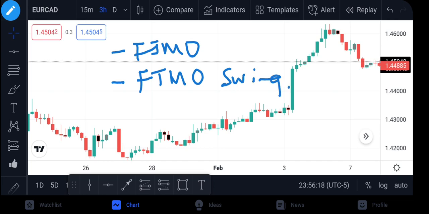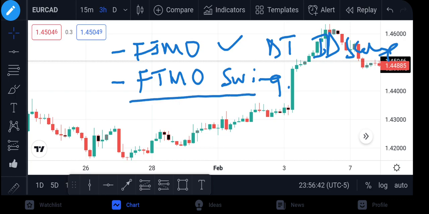These are different, and you have to know which kind of trader you are. If you're a day trader, I would advise you to go for FTMO. If you're a day trader, intraday trader or scalper, go for that. But if you're a swing trader, then you go for the swing. So you have to understand what time frames suit you.